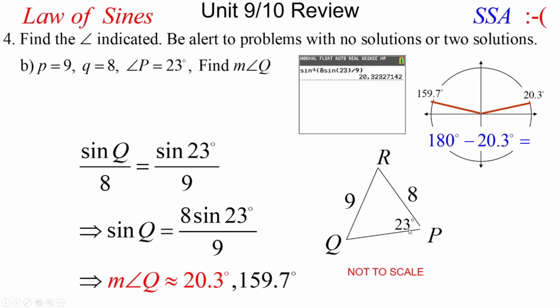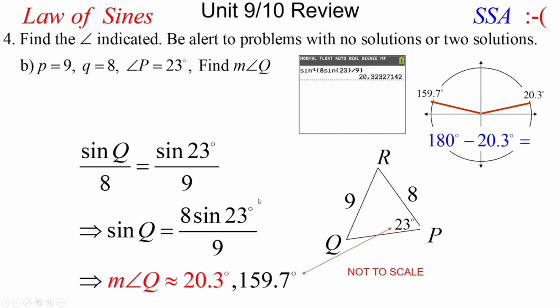Look at the given angle, 23. Can I have an angle of 23 degrees and 159.7 degrees in the same triangle? No, because the sum of those two angle measures would be greater than 180. It wouldn't work. So our only answer is the 20.3 degrees.